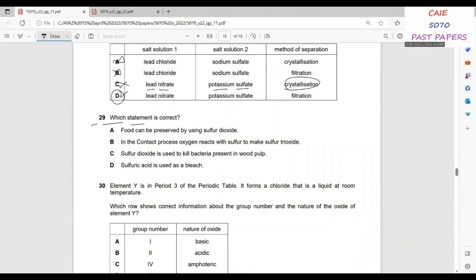29. Which statement is correct? A. Food can be preserved by using sulfur dioxide. This is correct. B. In the contact process, oxygen reacts with sulfur to make sulfur trioxide. This is wrong because oxygen reacts with sulfur to produce sulfur dioxide, not sulfur trioxide. C. Sulfur dioxide is used to kill bacteria present in wood pulp. No, it's not used to kill bacteria. D. Sulfuric acid is used as a bleach. This is also wrong.